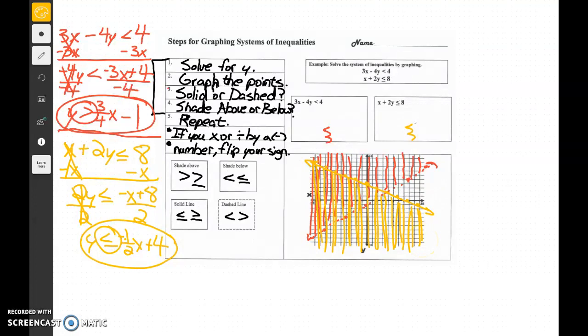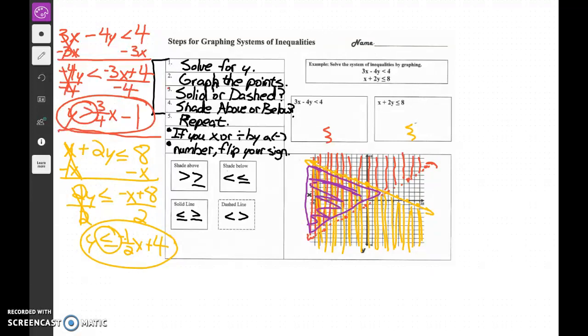Now to understand what all this means, you're going to have all your solutions for the system be located in this double shaded area. If you notice, this area is shaded both black and green, or red and green. That double shaded area is where your solutions are going to lie. So anything in this shaded area here is going to be a solution for your problem.